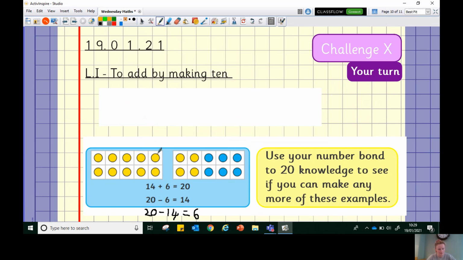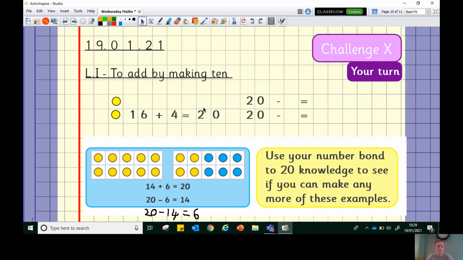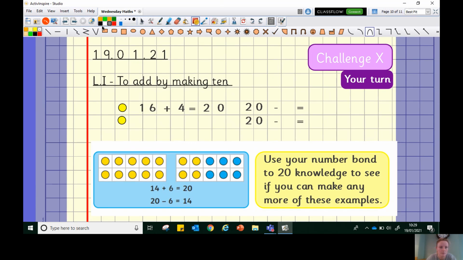Okay, so what I want you to do is use your number bond knowledge to 20. So your answer is always going to be 20. You might want to get some resources out to help you. Okay, I want to see you use your number bond knowledge to try and make some more sentences like I just had. So I'm going to show you another one. So I'm going to change my tens frame down here. And let me just cover this up for us.